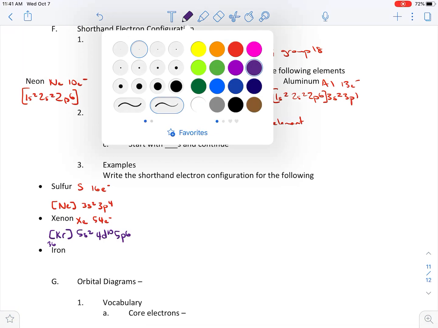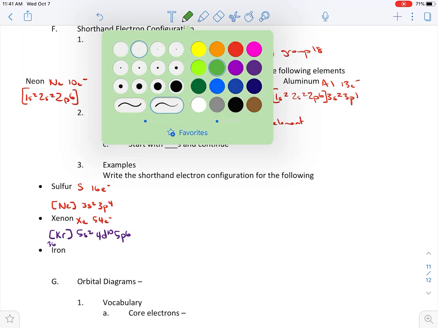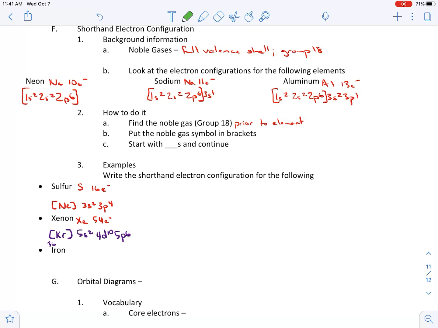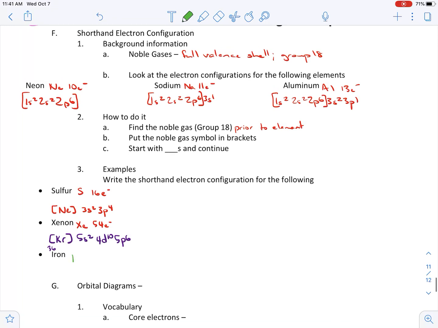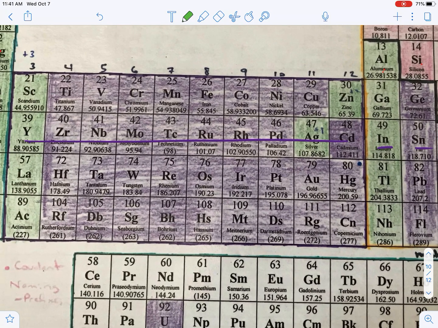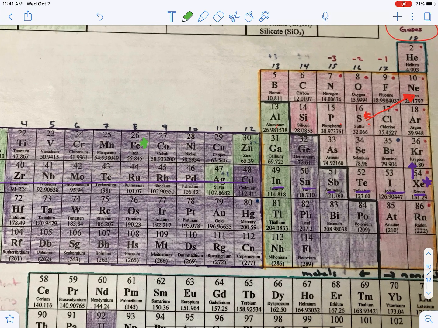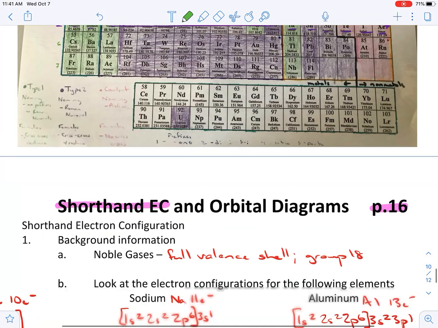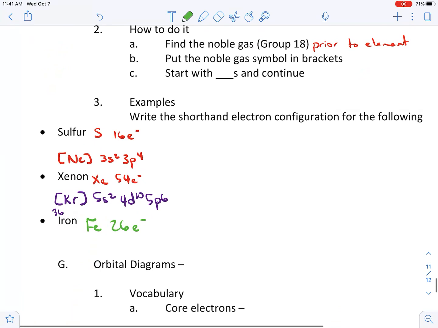Let's change colors one last time. Let's go green. We've got iron, which is Fe. It has 26 electrons. Woo, 26 electrons. So our first step is to find iron. Here it is, right in the middle. We find the noble gas prior to it. In the row prior to it, that would be argon right over here. So that's what we're going to start with. Ar in brackets.